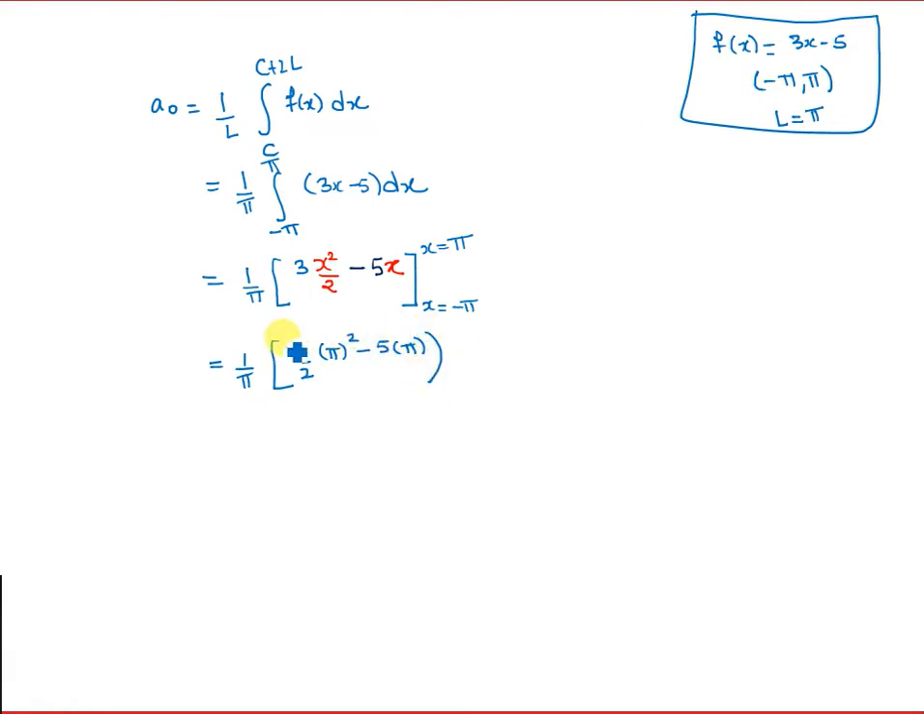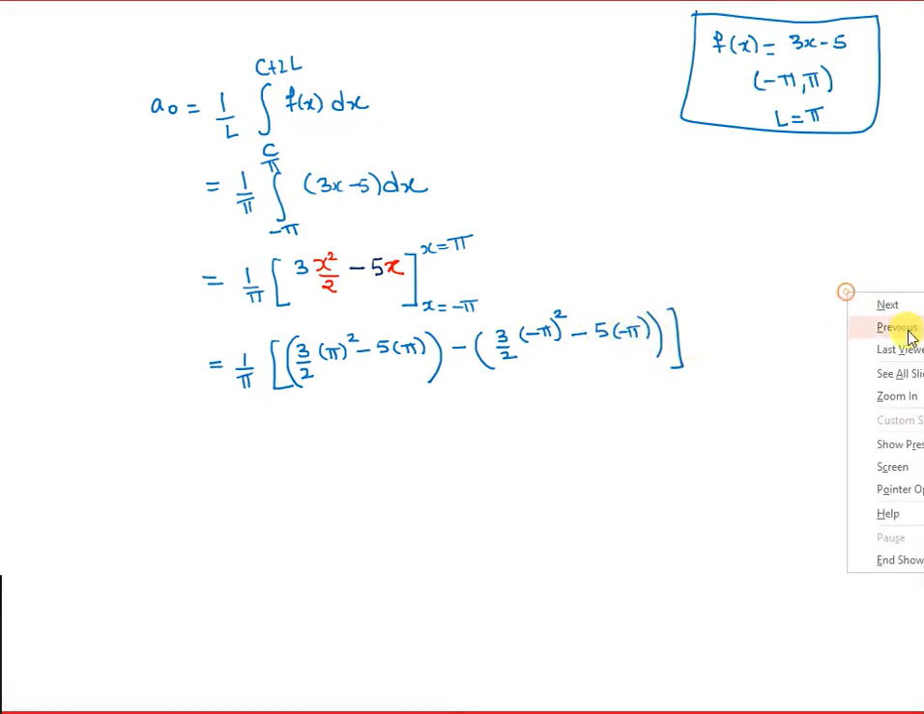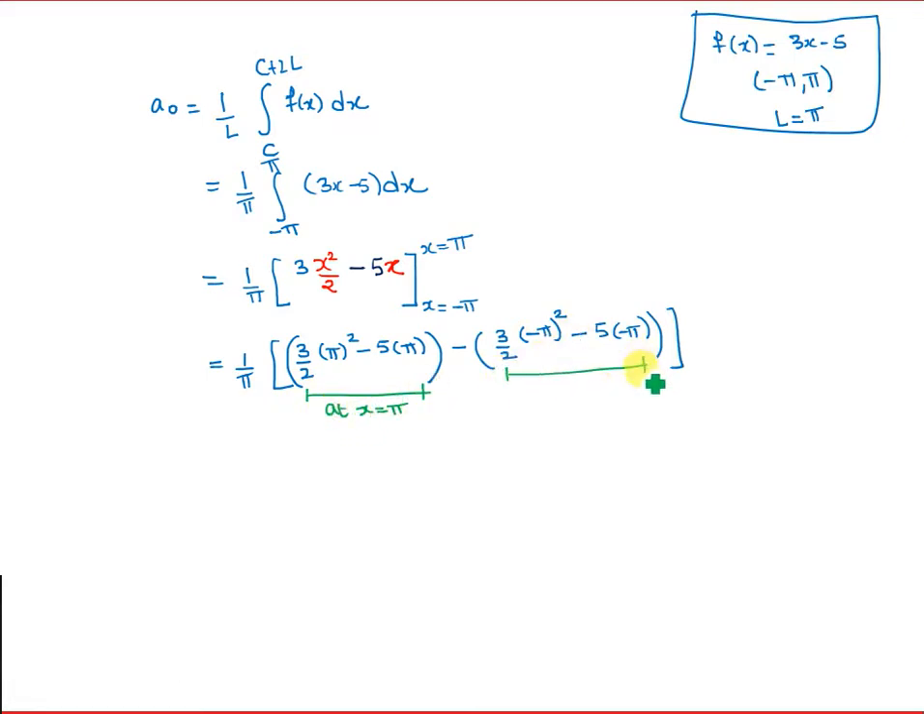Okay, this is in one bracket, minus 3 over 2. In place of x we have minus pi now, the lower limit. Minus pi square minus 5 times minus pi. Okay, so how did we get these terms? These are the limits at x is equal to pi. These are the limits at x is equal to minus pi.